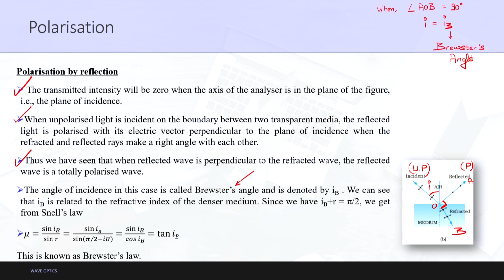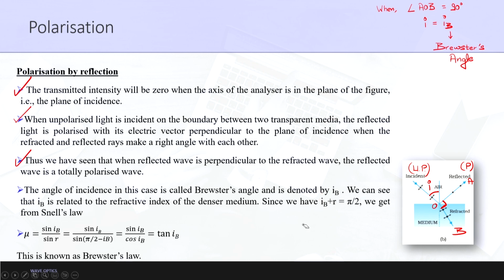I is equal to IB. IB is called Brewster's angle and is denoted by IB. So, we can see that IB is related to the refractive index of the denser medium. Quite evident, as we know that refractive indices are different for different cases, and hence we will get different values. We can see that IB is related to the refractive index of the denser medium, since we have IB plus R is equal to pi by 2.